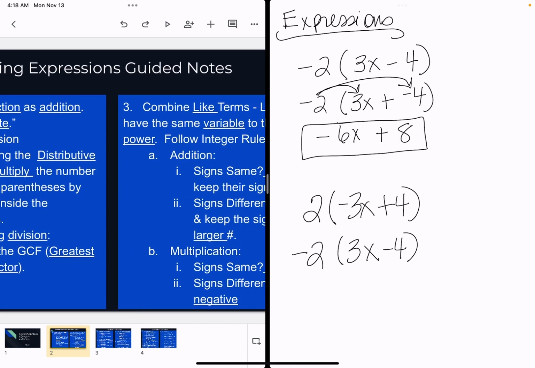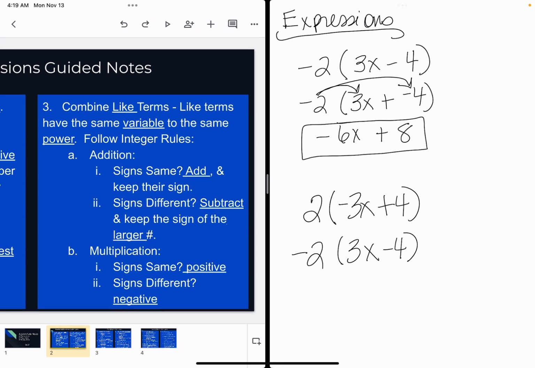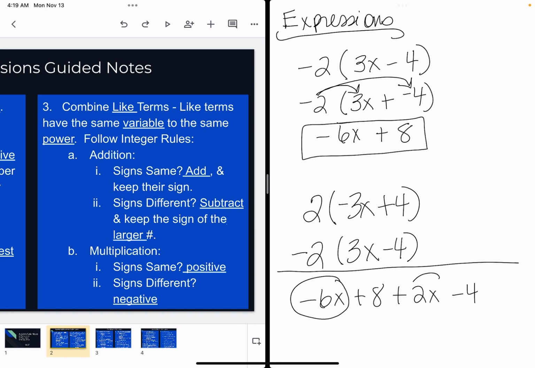All right, after we simplify the expression, then we want to combine like terms. Like terms have the same variable to the same power. So for example, let's say we had that -6x + 8. Maybe we have plus 2x minus 4. Okay, so let's say we had extra things here. And so if we had that, we would want to combine like terms. Like terms have the same variable. So -6x and 2x have the same variable. And that -4, remember we're going to change that subtraction to addition. This would be plus -4.